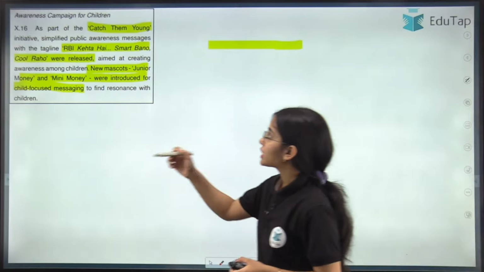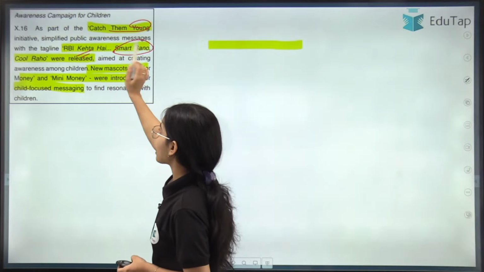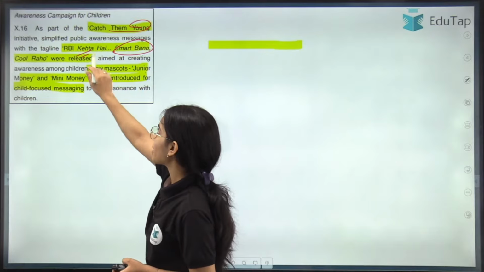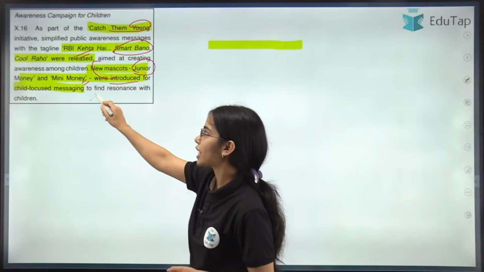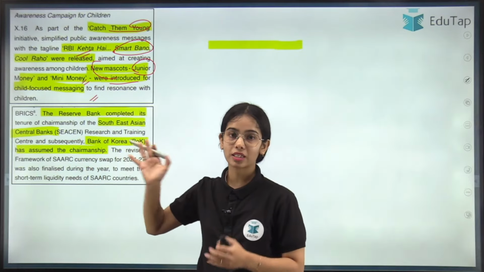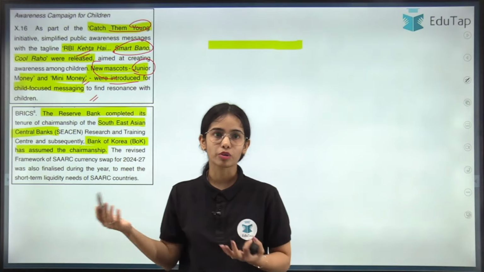Now awareness campaigns for children, catch them young. So RBI Kehta Hai for like Smart Bano, Cool Raho. New mascots are there: the Junior Money and the Mini Money. These were introduced for child-focused messaging, so that the children who are also using mobile phones are aware about frauds and such.